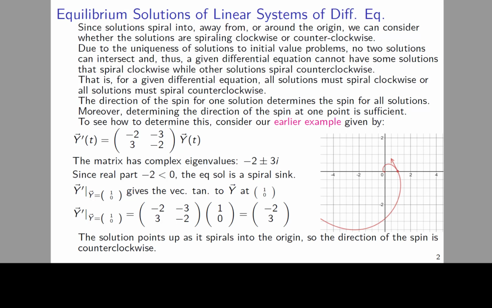And since the solution points up as it spirals into the origin, the direction of the spin at this point is counterclockwise. And as we stated above, since one solution points counterclockwise, all solutions must point counterclockwise as they spin into our equilibrium solution at the origin.